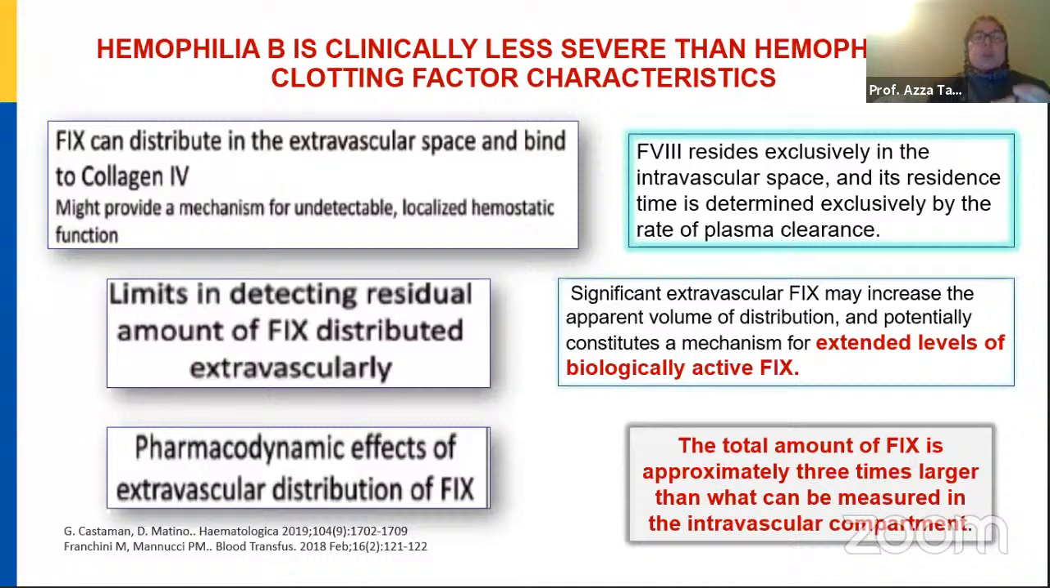And when you are going to calculate the factor IX, which is present in this patient as 1%, you are calculating, for example, the 1% present in the intravascular space, but the amount which is present extravascularly is almost 3 times that amount. So this could limit the detection of, or the value of, the factor IX when it is estimated. Always estimate the extravascular distribution.